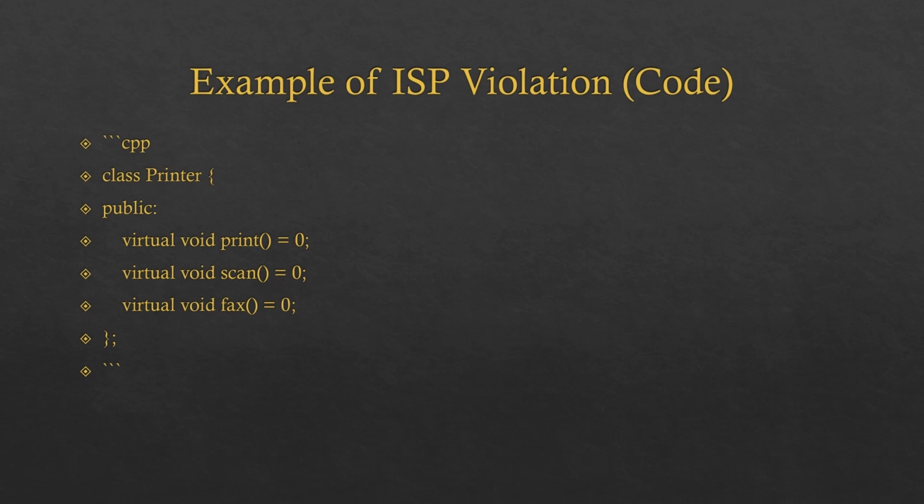This code demonstrates the violation. The printer interface forces a class to implement methods it may not need, leading to unnecessary dependencies. This violates the interface segregation principle.